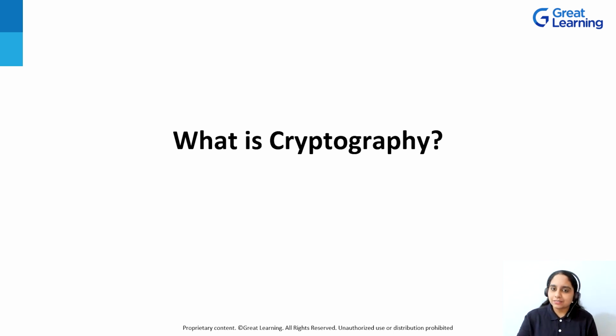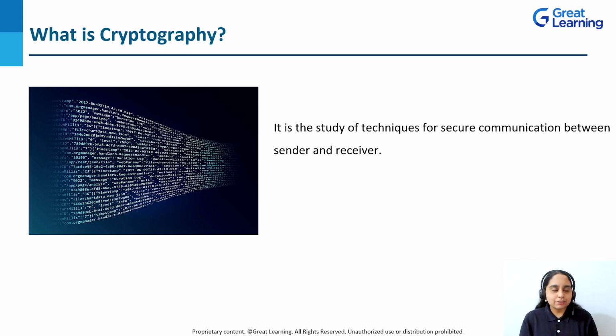Now, let's look at the definition of cryptography. Cryptography is the study of techniques for secure communication between sender and receiver. Cryptography is also known as cryptology. The term cryptography is derived from the Greek words kryptos and graphein. Kryptos means hidden and graphein means to write.